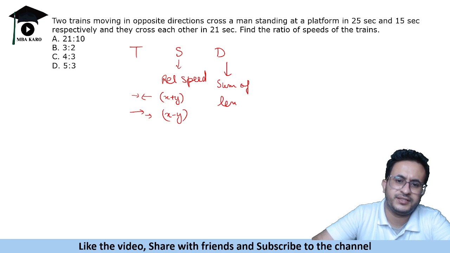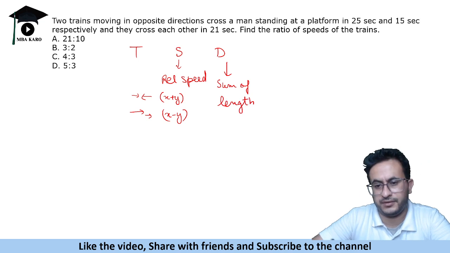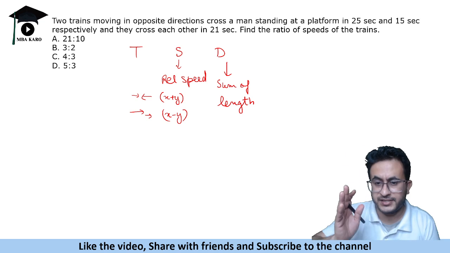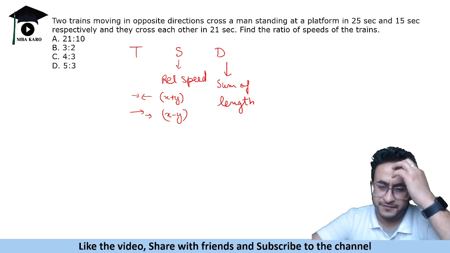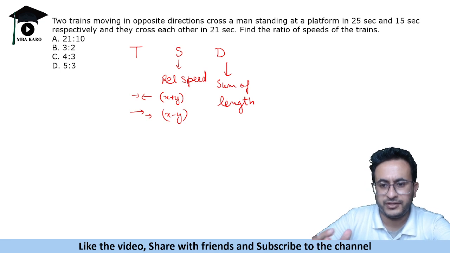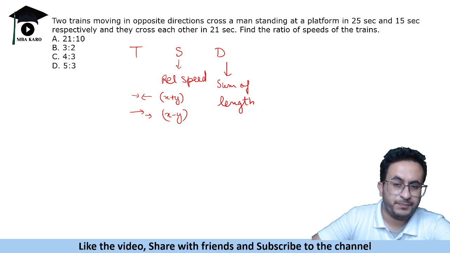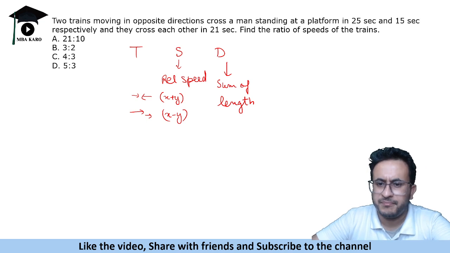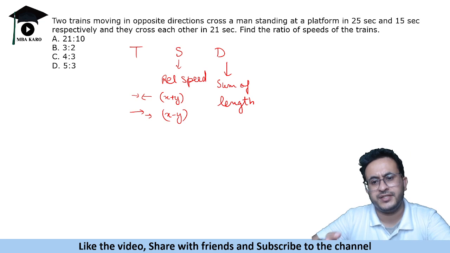So that is the TSD framework in case of train based questions, right? Sum of lengths. Now if there is only one train, the length is L. If there are two trains, L1 plus L2; train plus platform, length of train plus platform; train plus bridge, length of train plus bridge. If there is a train and a man, the man has negligible length, so it is just L.